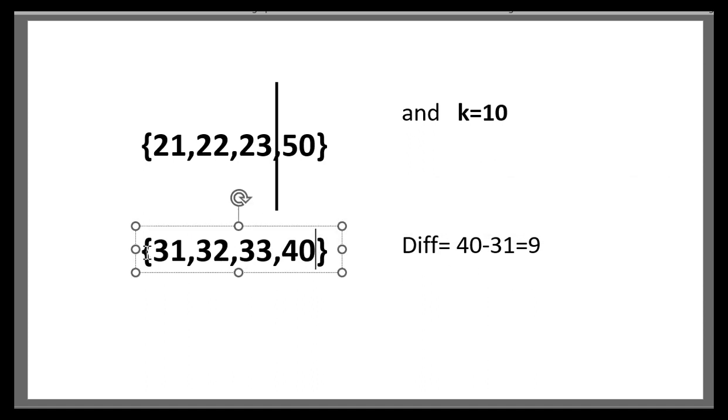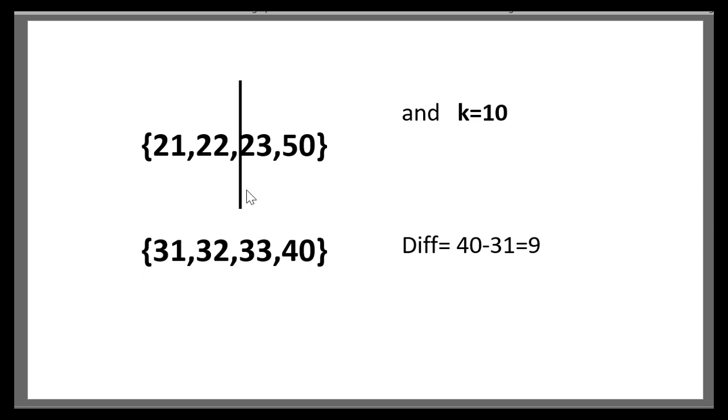Difference will be 40 minus 31, that is 9. Okay, so this is the minimum difference that we are getting. So we need to do the partition very carefully. Let's see what will happen if we do the partition from some wrong value.